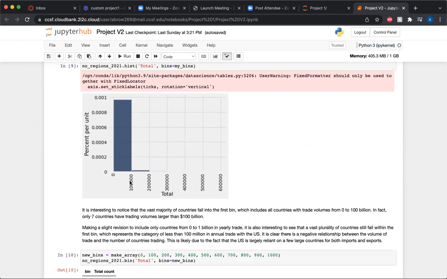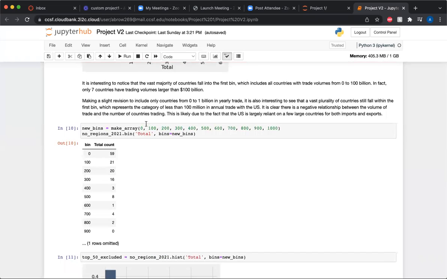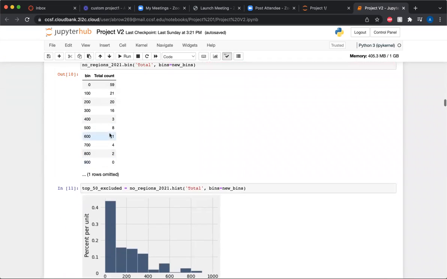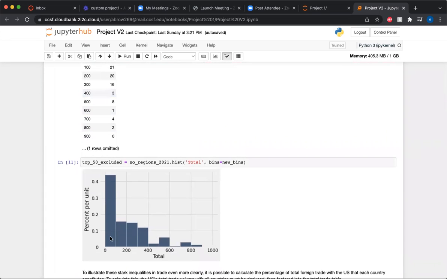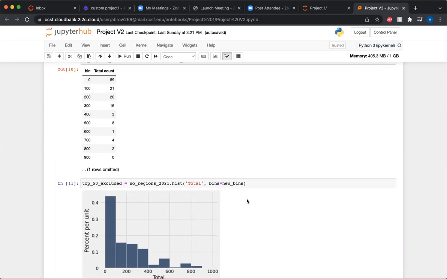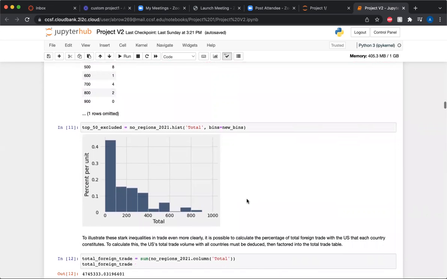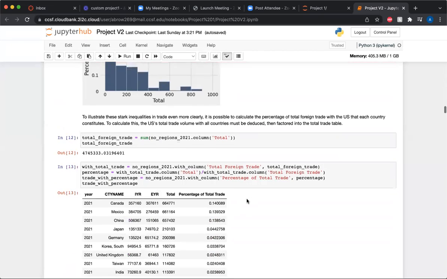So to break that down a little bit more and to look at some of the discrepancies within this group, I made the bins smaller, spaced them out more, but you can still see that a large amount of the US's trading partners are going to be smaller countries that don't trade that much with the US. They trade less than $100 million a year with the US, and some will be broken down into larger groups. But it really goes to show that the US does most of its trade with larger countries. And you can see that here.